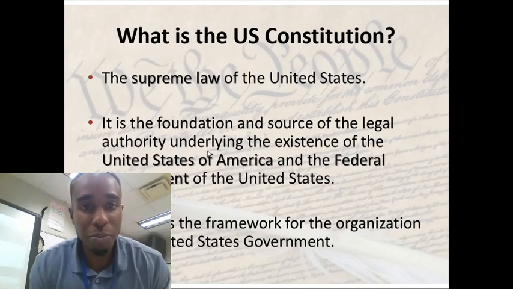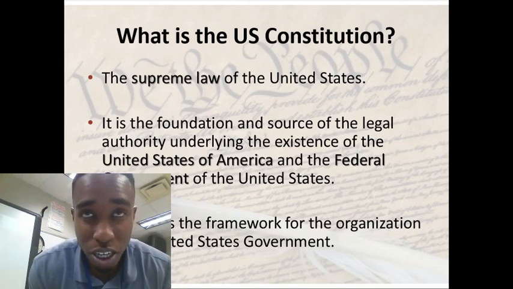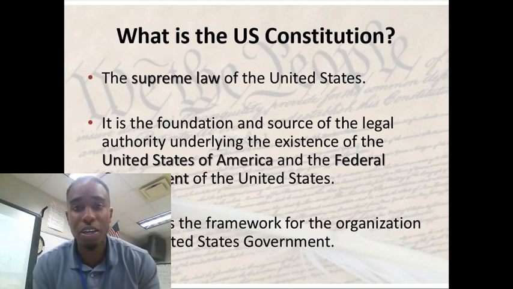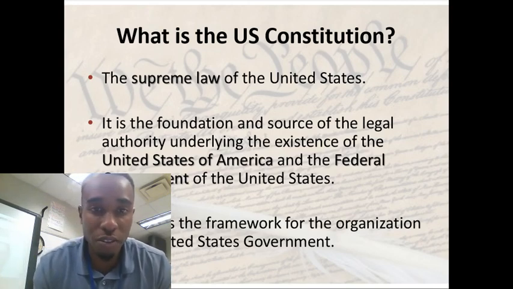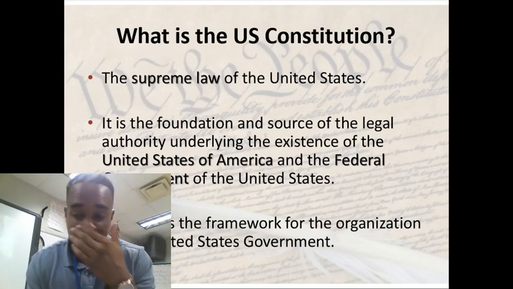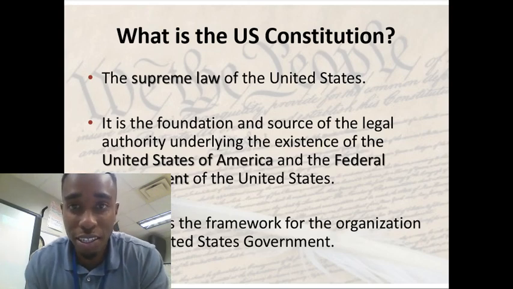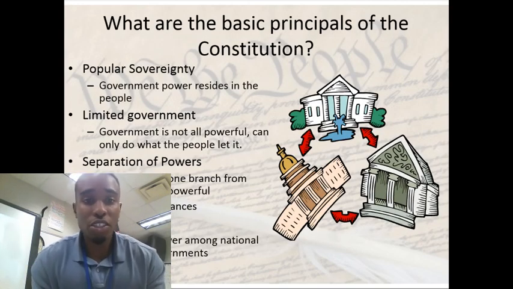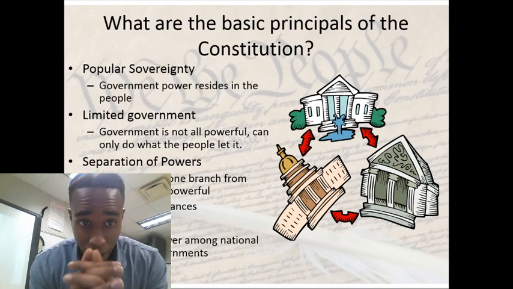Simply put, the U.S. Constitution is the supreme law of the land. It is the governing document of our country. It lays out all the things the government will do for us and the freedoms and rights that we have as citizens. So the Constitution is made up of some basic principles, okay?